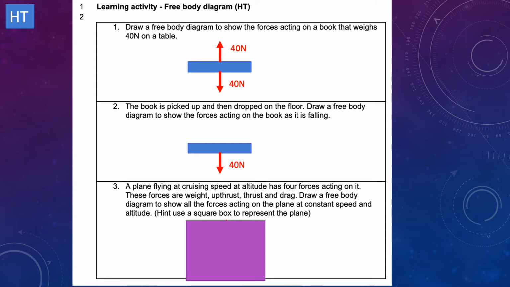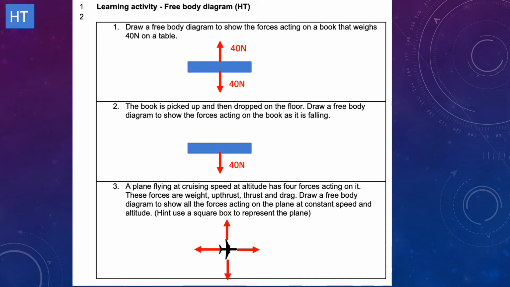You can use a square box to represent the plane, but I just found a picture of a plane, and you should have 4 forces acting on it. So again, constant speed and constant altitude, which means that all 4 forces should be exactly the same size. All right, and it looks like I forgot to put in the labels on it.